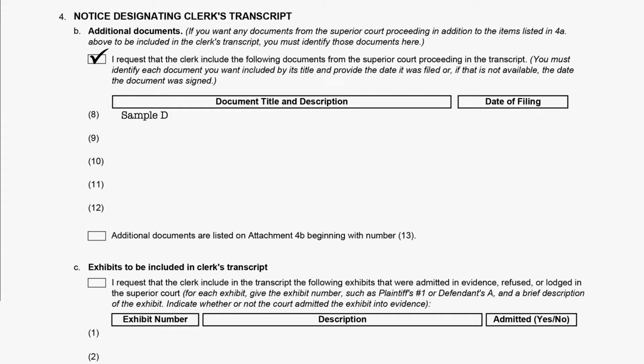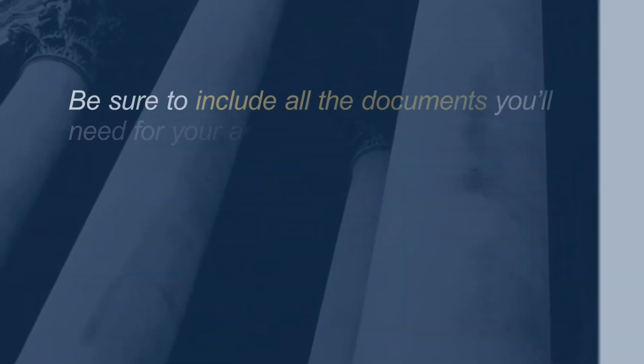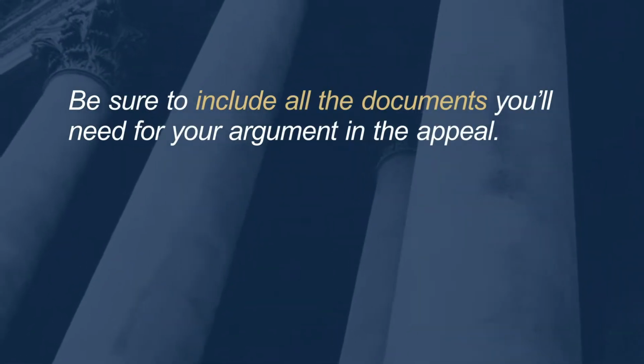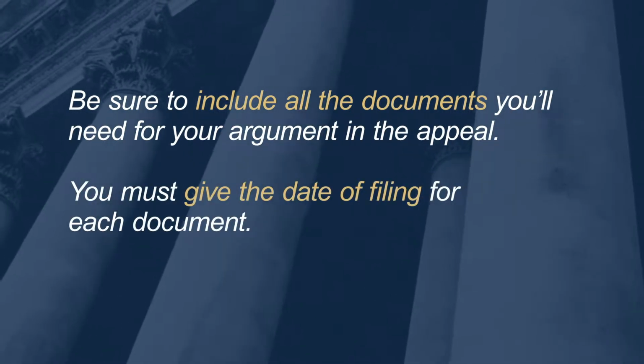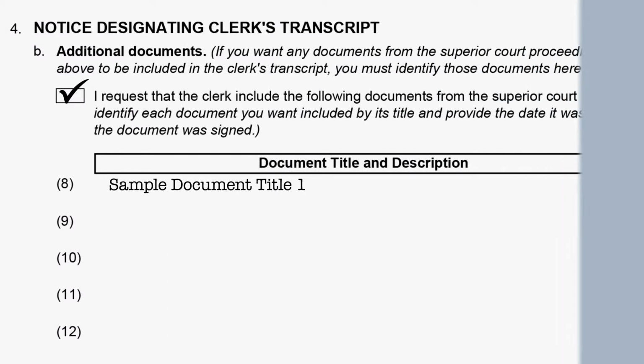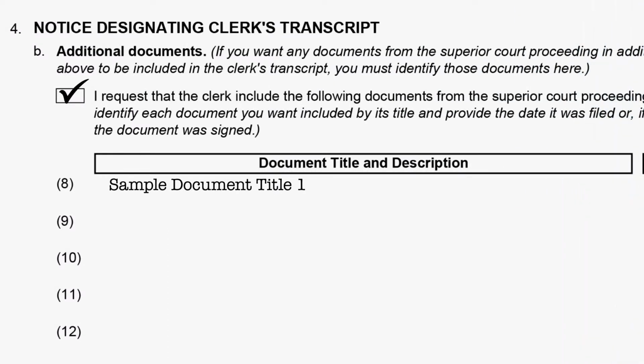In Subpart B, you list all the additional documents you want to put in the record on appeal. Be sure to include all the documents you'll need for your argument in the appeal. You must give the date of filing for each document. If you have a copy of the document, write the title of the document in the Document Title and Description column. You do not need to write a description if you write the title.